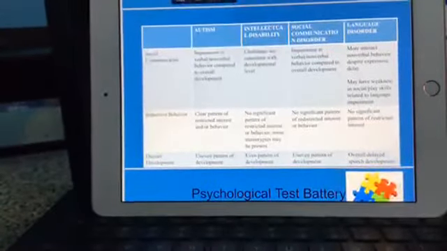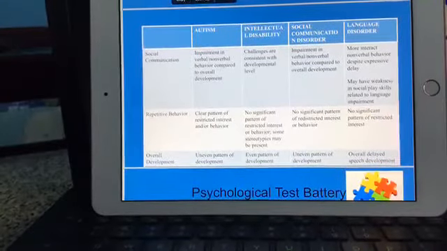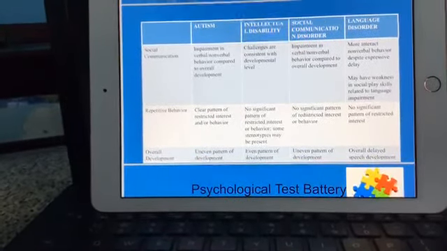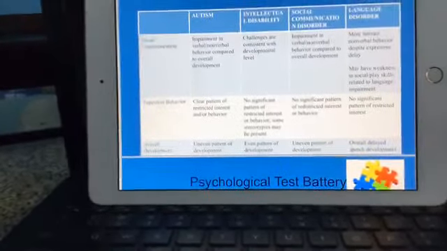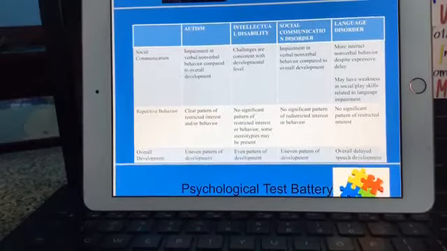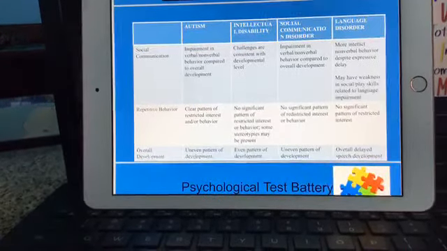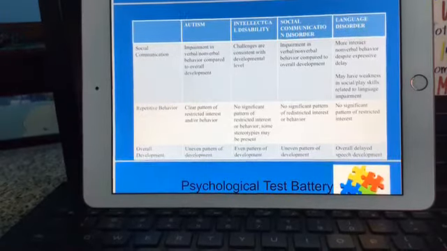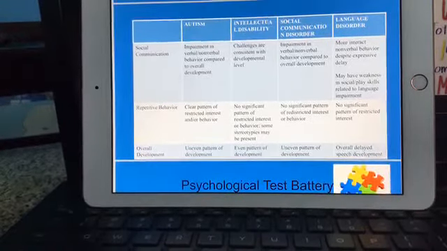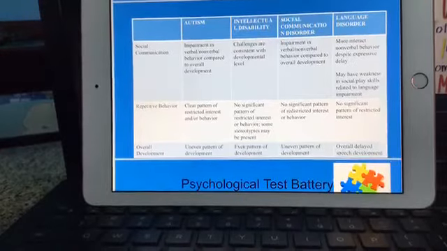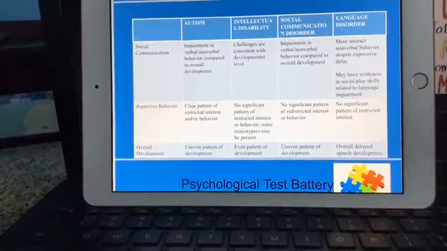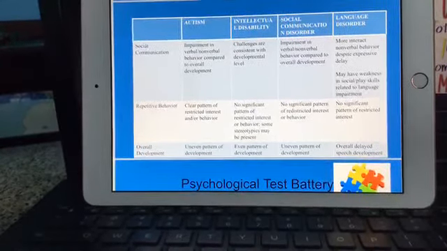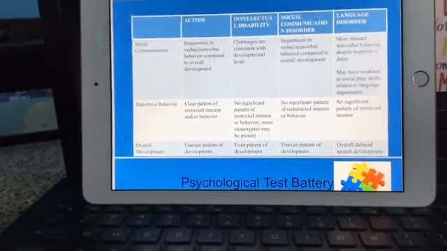Similarly, for social communication disorder, there is also impairment with verbal and nonverbal behavior compared to their overall development, and also language disorder. Persons who are diagnosed with language disorder also have difficulty with social communication. So if you notice, when a child has social communication challenges, it does not automatically mean the child is autistic. There are other diagnoses that a child could possibly have. So what are some of the key differences that we look for when we're assessing a child?